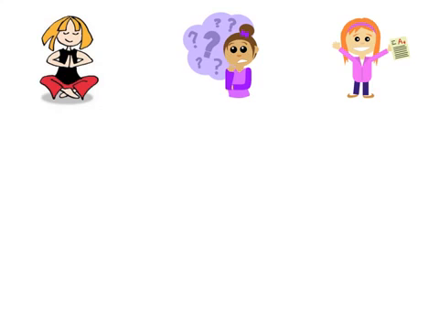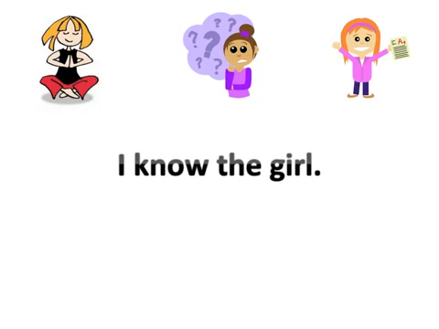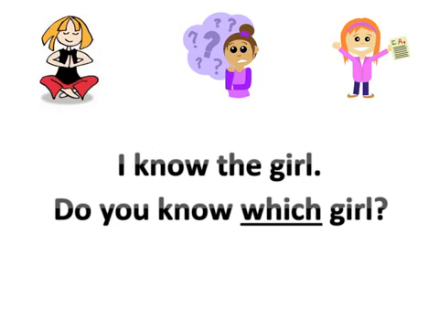Let's first start with taking a look at three different girls. So if I say to you, I know the girl, do you know which girl? No, we don't, because we don't have enough information. Now let's think again about the same three girls, and this time let's add some information about them.